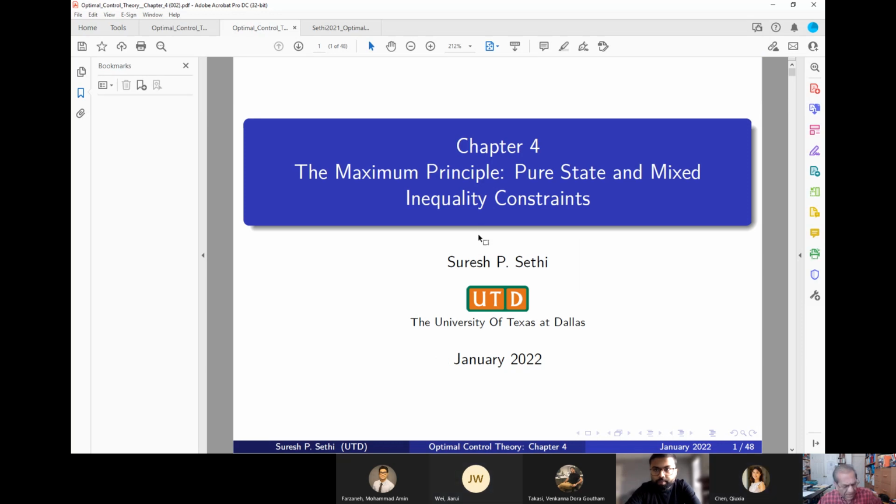So as I mentioned to you, chapter 4, with pure state constraints, is one of the most difficult problems in control theory. Now, since we are not doing the proofs, we will give you the maximum principle. Their proofs are obviously more complicated than in the previous chapters.